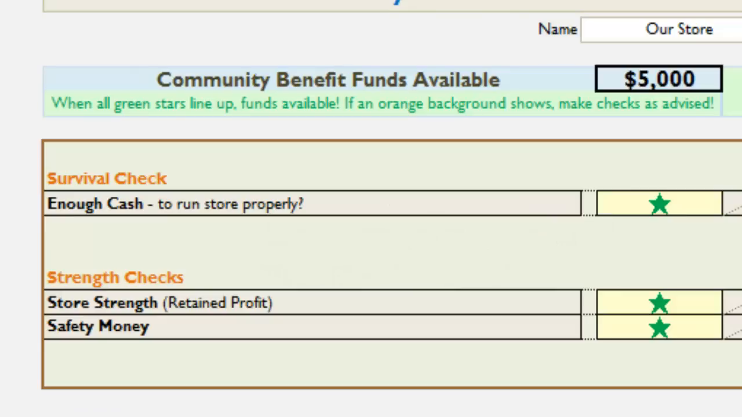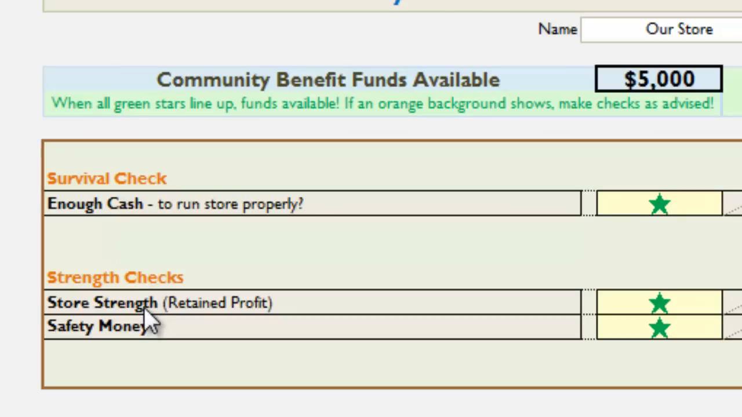Now let's look at the calculator. We can see here that $5,000 is potentially available for community benefit funds. And in order to get to this number, we have to pass these checks, and they are very simply shown. A green star is pass, a red star is fail. Survival check. Is there enough cash to run the store properly? Well, there is. This is the utter limiting factor. If you haven't got enough cash, whatever else, you would be crazy to give out cash.